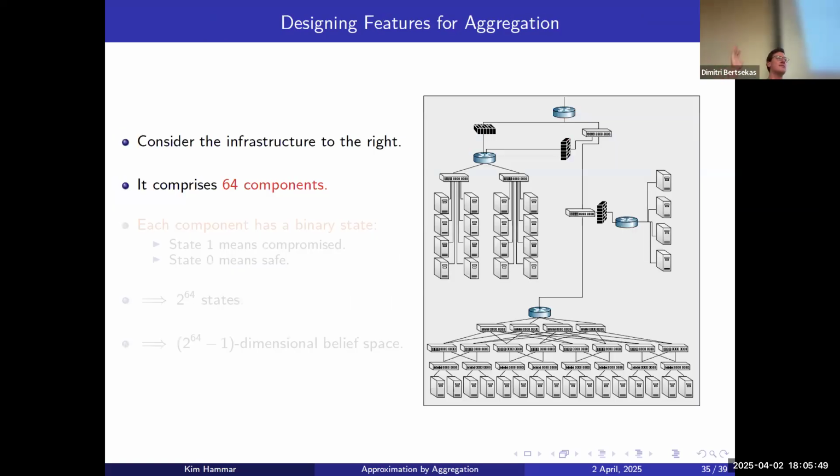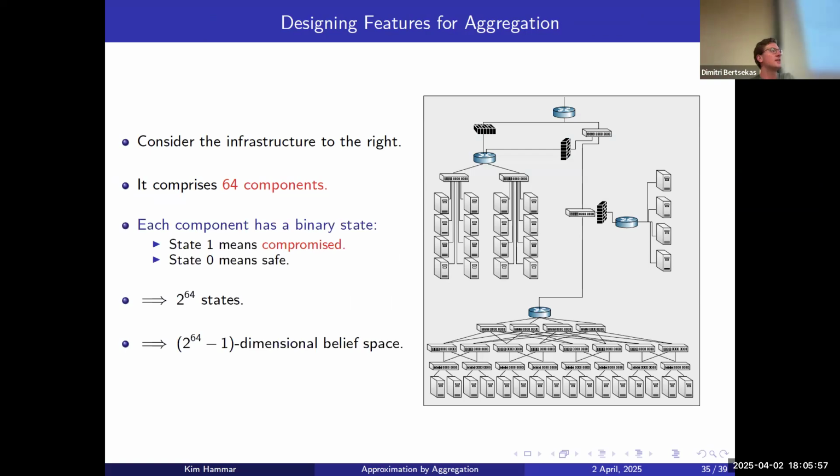So here's an example infrastructure with 64 components. Let's continue with our example where each component only has a binary state. It can be compromised or it can be safe. In that case, we would have 2 to the power of 64 states in this particular example. As a result, the belief space will have dimensions in the same order. So to tackle this, we introduce features to simplify the problem.